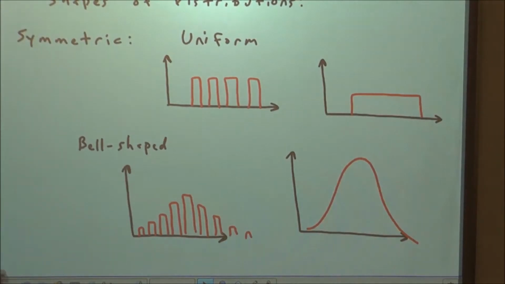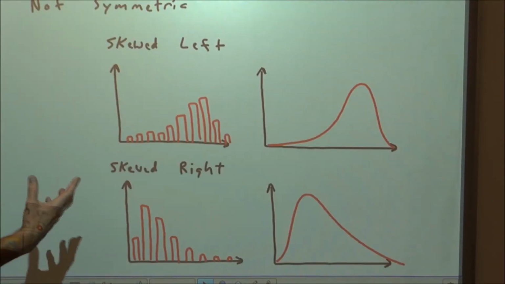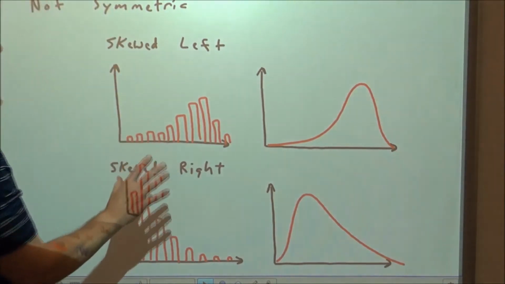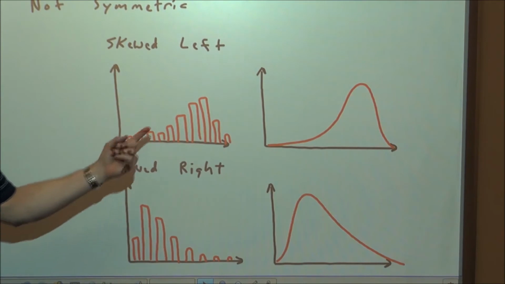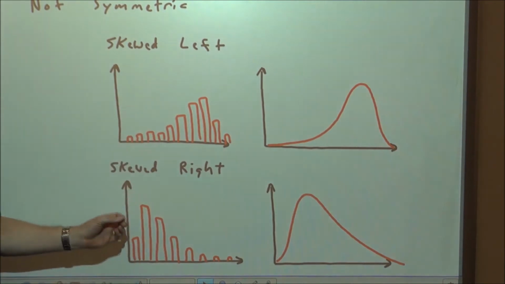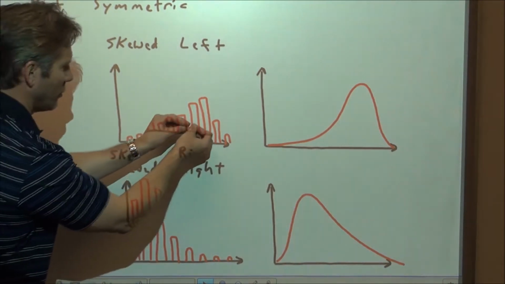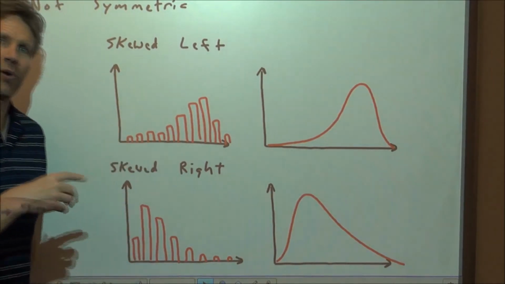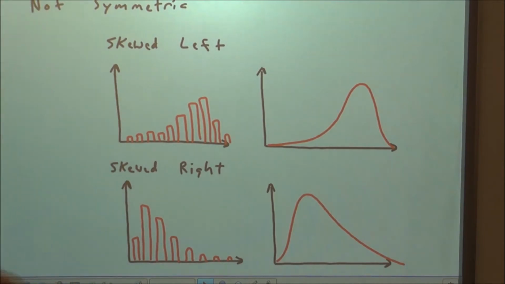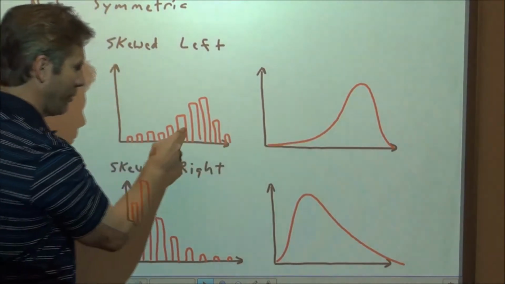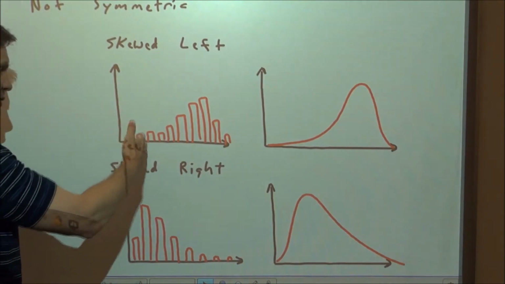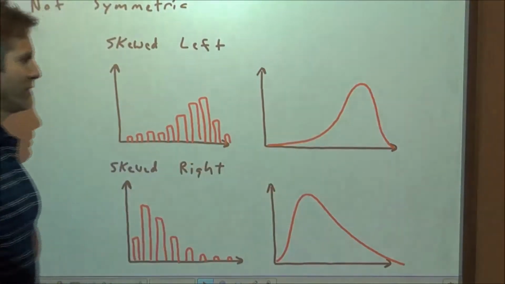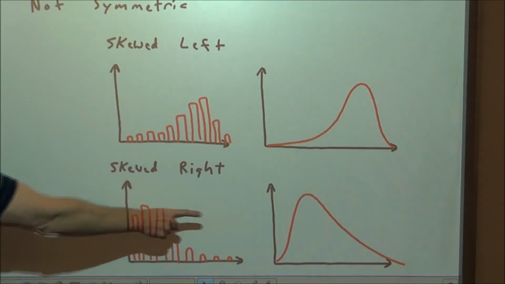Then we have the two most common asymmetrical, not symmetric distributions. We have skewed left and skewed right. So wherever the distribution is being pulled to, wherever it's tapering off to, that's the direction where the skewness is. So that's what skewed left looks like, whether it's a discrete distribution where there's only a few values that the variable can take on, or infinitely many values, a continuous distribution. So skewed left and skewed right.